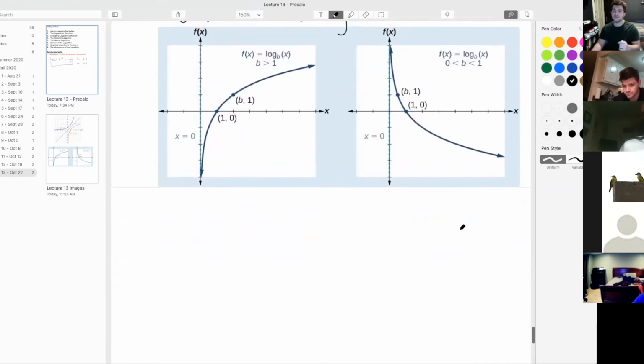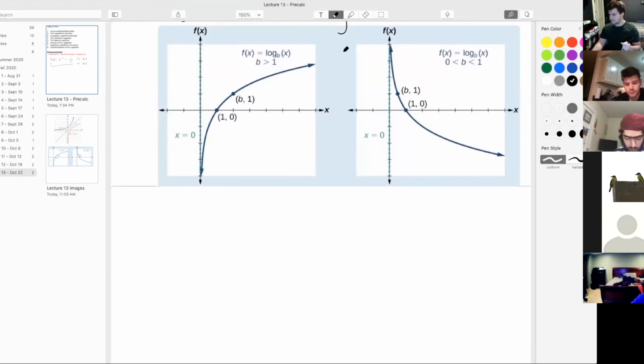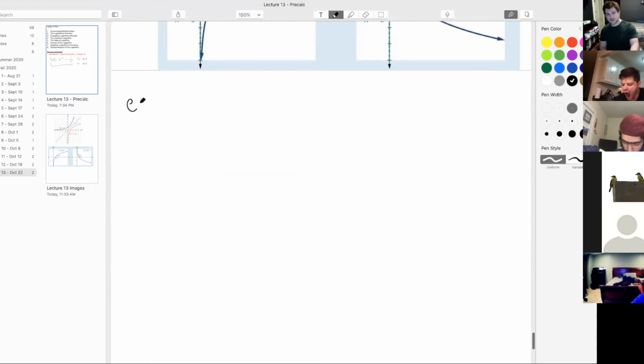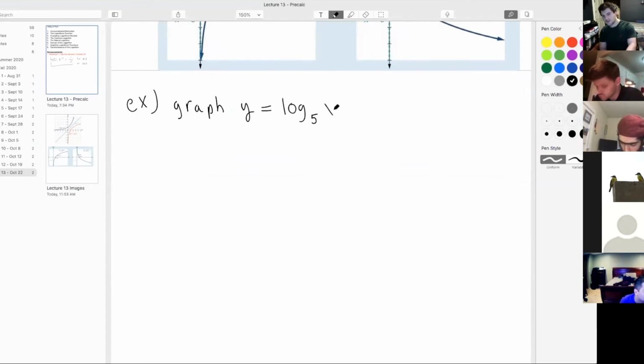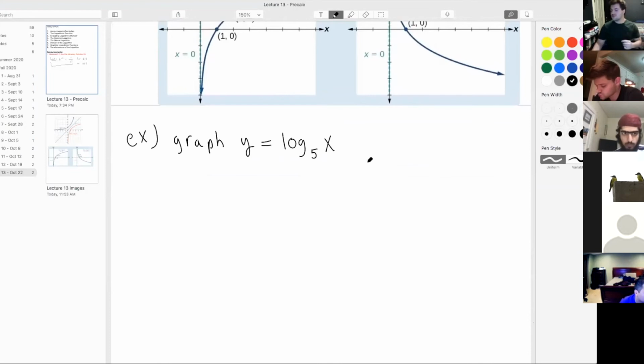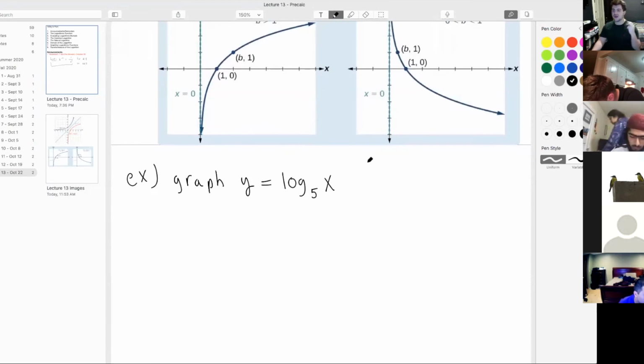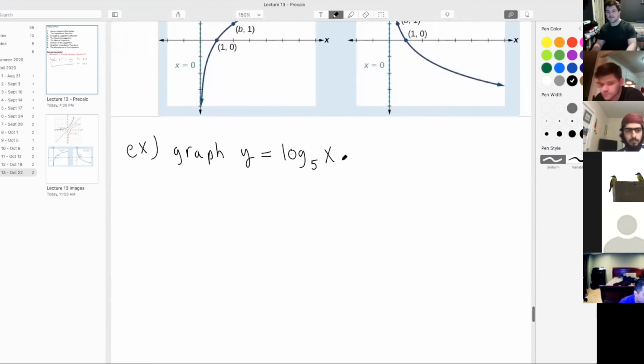Okay, so let's do an example. Let's start graphing these guys, okay? All right. So the question will be: graph y equals log base 5 of x. And the way to do this, I think the easiest thing is to get those 2 points on the graph and get the vertical asymptote, and then it's a very easy thing to do.